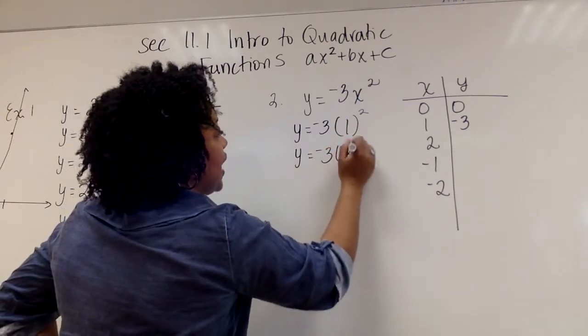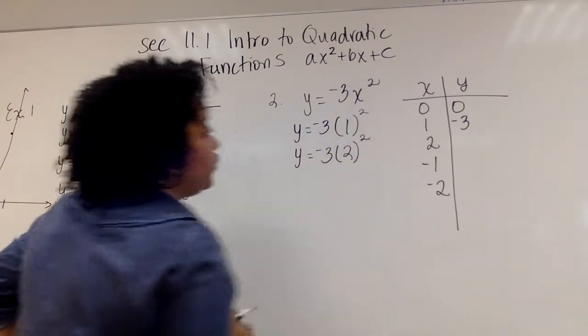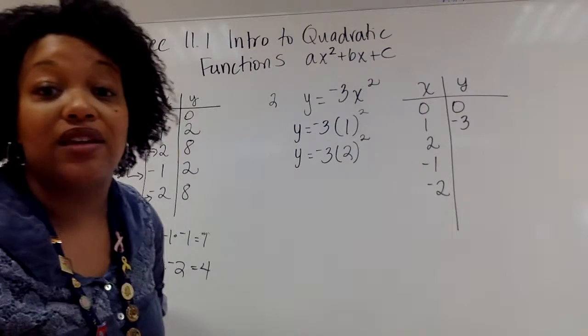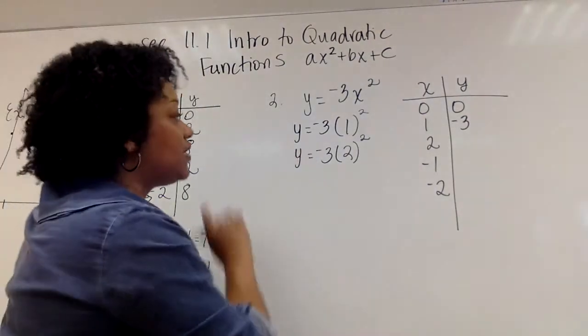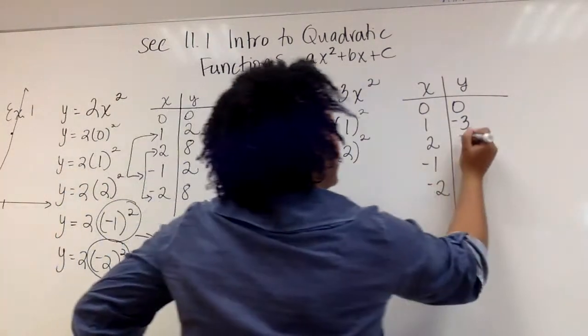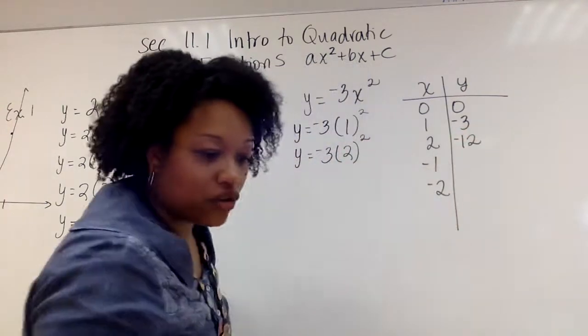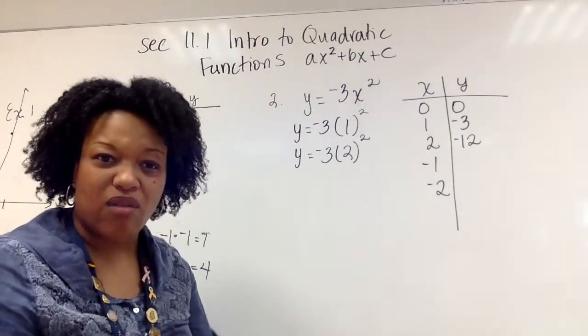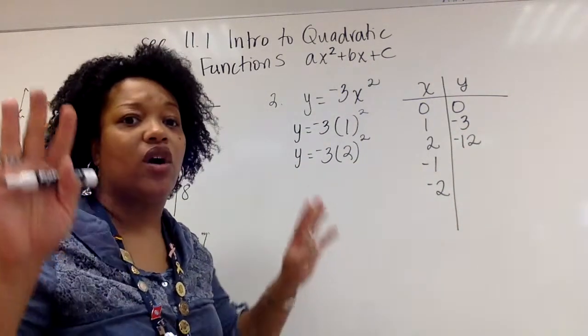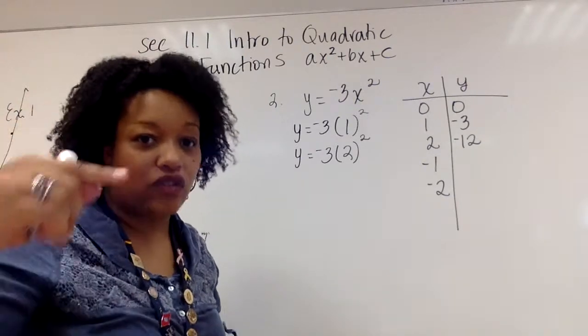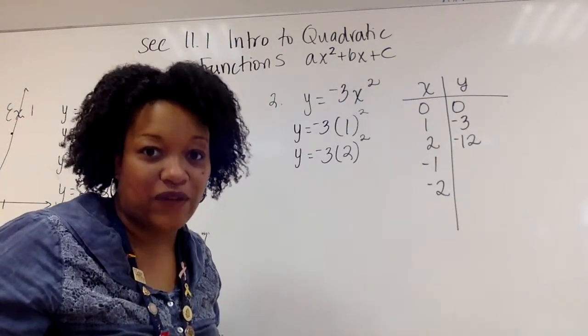Negative 3 times 2 raised to the second power. Well, 2 squared is 4. 4 times negative 3 is negative 12. So I'm not sure how you're going to have to count. We're going to fall maybe below your grid. Don't panic. You can just count 2 more down to get the negative 12.